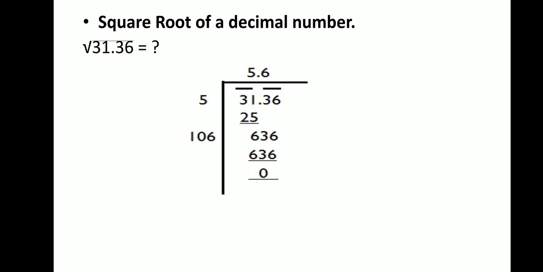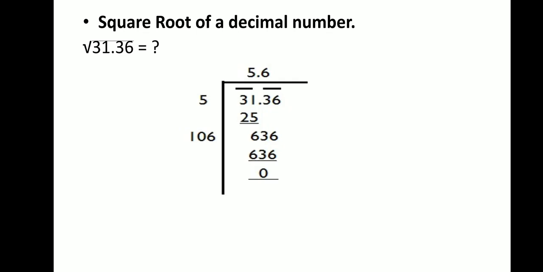So I am repeating it. Starting from the decimal point, put bars on the pairs of integers from right to left, as usual, and on the decimal part from left to right. Now after that, find the greatest number whose square is 31 or less than 31. Such a number is 5, and 5 into 5 is 25, which is less than 31, and the remainder is 6. Now the decimal point will be written in the quotient, that will be 5 point, as I told you, and the next pair of digits is after the decimal point.